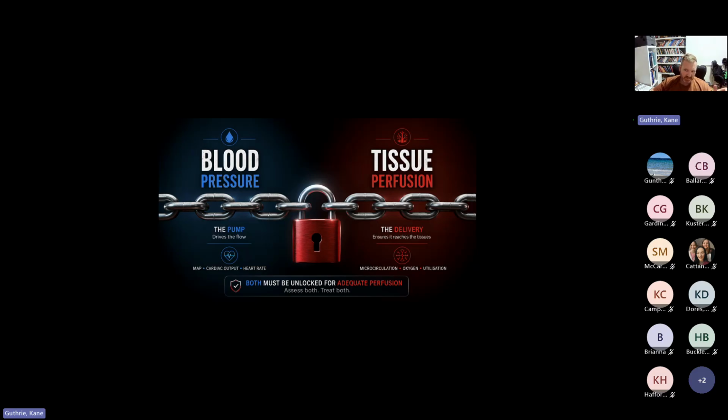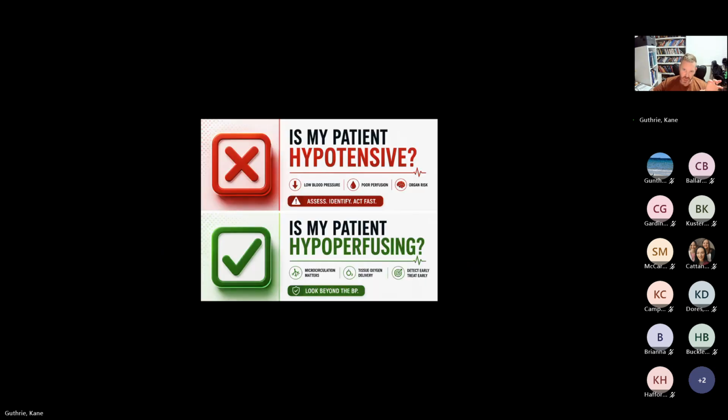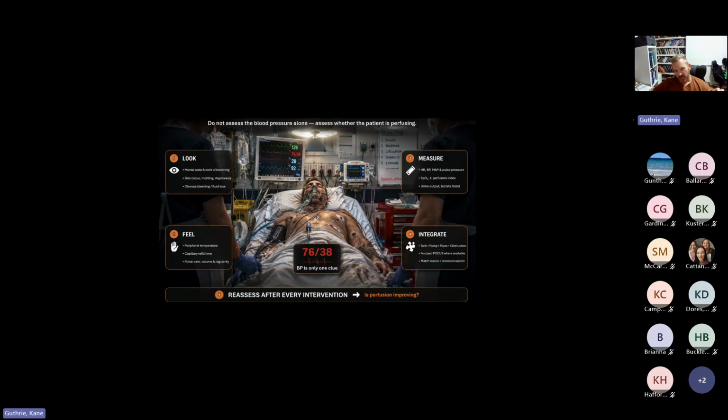But what we actually need to focus on a lot more when we're assessing shock is actual tissue perfusion, and not always get fixated on the blood pressure, because patients can be severely shocked and still have a normal blood pressure. So when you're at the bedside and you're trying to recognize these patients, don't ask yourself, is my patient hypertensive? You want to actually think a bit above that, and you want to ask yourself, is your patient actually hypoperfusing? Okay, and the way that we actually do this is at the bedside.